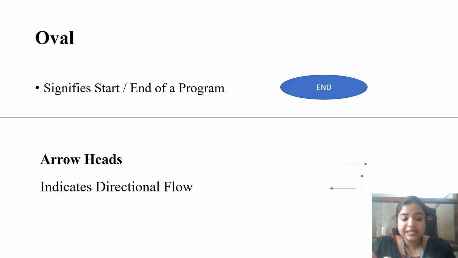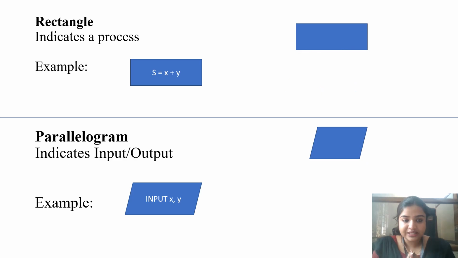Then arrows indicate the directional flow of the flowchart. Then rectangles indicate a process. Here the example given is S equal to x plus y. x plus y is the calculation, it is the process. So in the rectangle, that process is indicated.